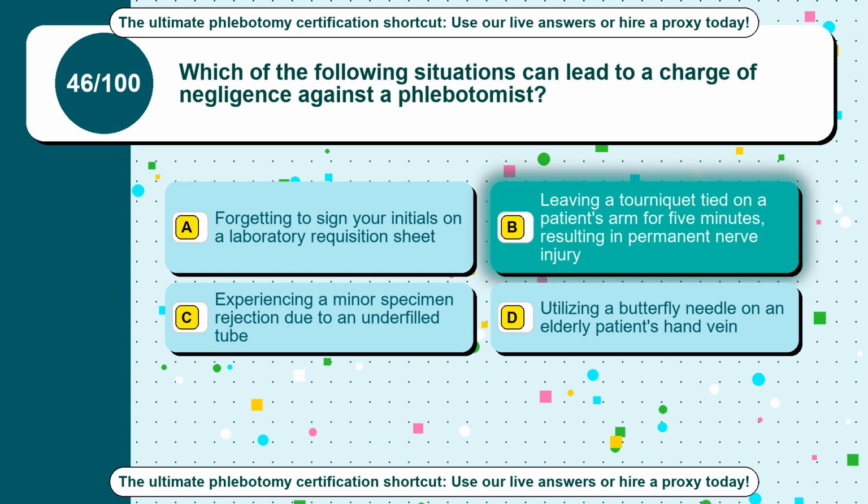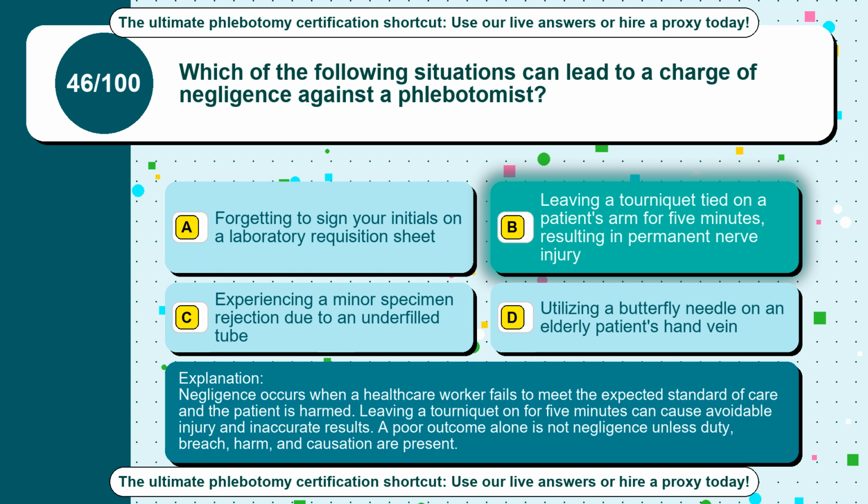The correct answer is option B, leaving a tourniquet tied on a patient's arm for 5 minutes, resulting in permanent nerve injury. Negligence occurs when a healthcare worker fails to meet the expected standard of care and the patient is harmed. Leaving a tourniquet on for 5 minutes can cause avoidable injury and inaccurate results. A poor outcome alone is not negligence unless duty, breach, harm, and causation are present.